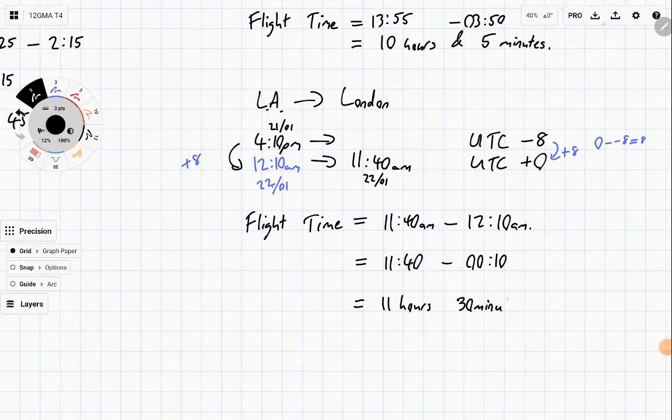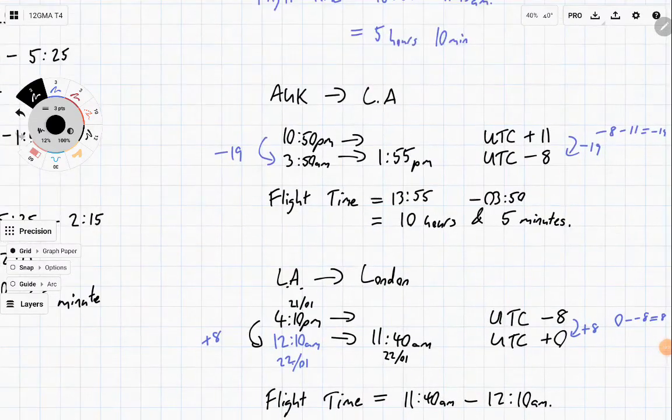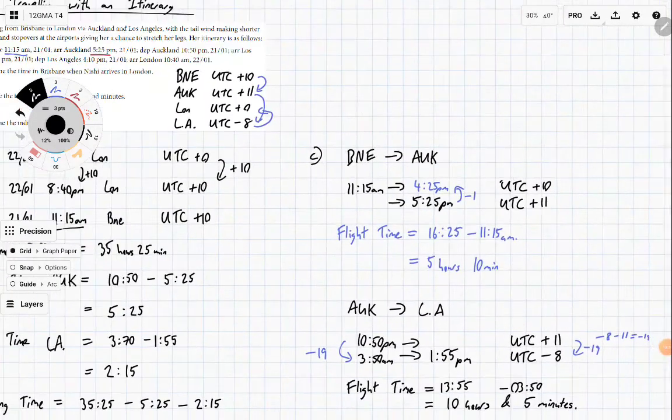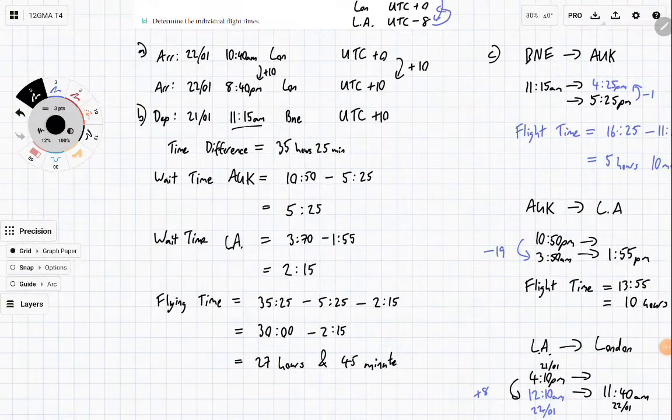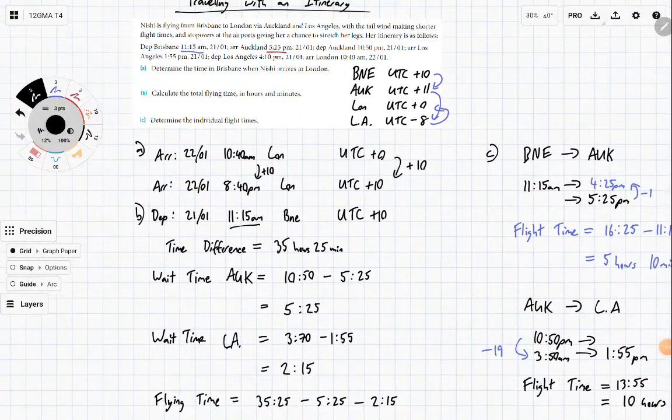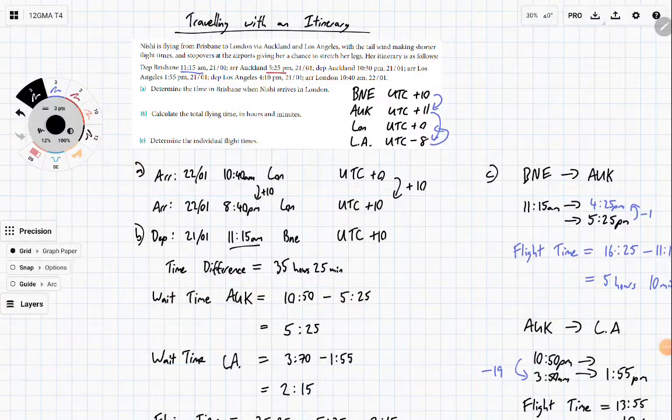And there we are. Those are the 3 flight times plus the total flying time plus the time changes. So itinerary questions can be quite tricky, a lot to them, but that finishes up our Earth geometry and time zones.